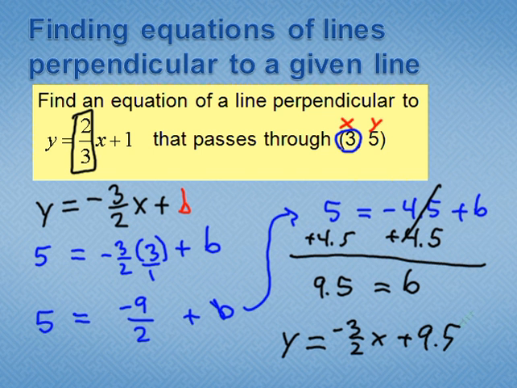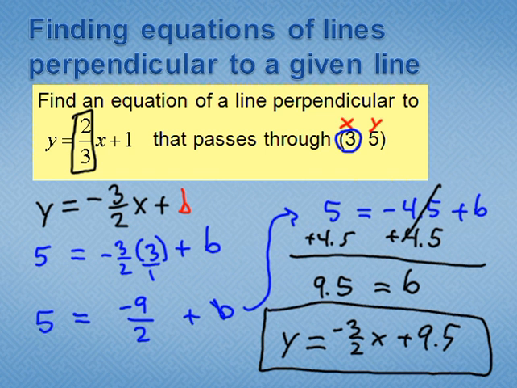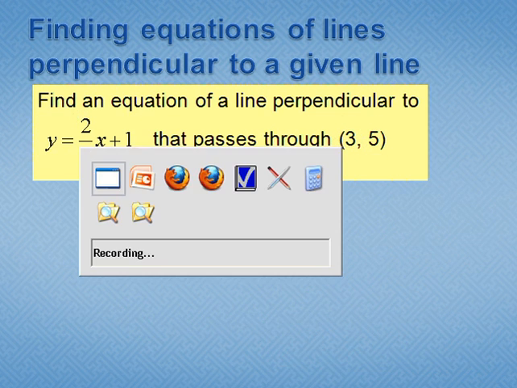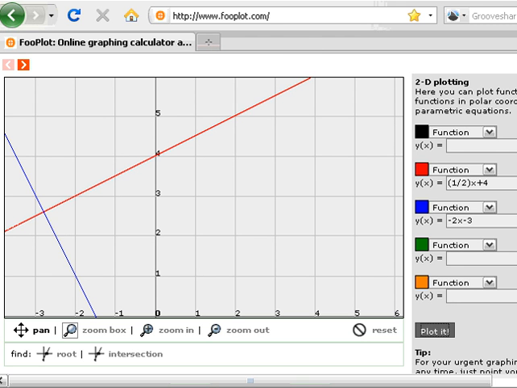Now let's go to fooplot and verify that this line really is perpendicular to the given one. So we want to see if this line is perpendicular to this one, and also make sure this line goes through the location 3, 5. So let's go back to fooplot and enter y equals 2/3 x plus 1. So here's fooplot. If you haven't seen this yet, it's an online grapher that's free. It's www.fooplot.com, and it lets you graph up to 5 equations.